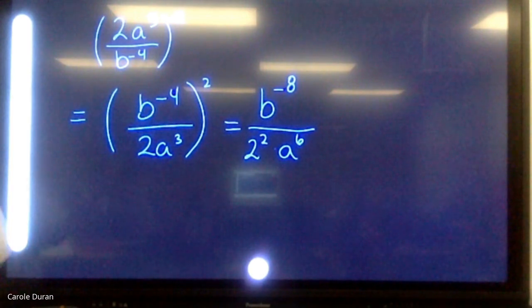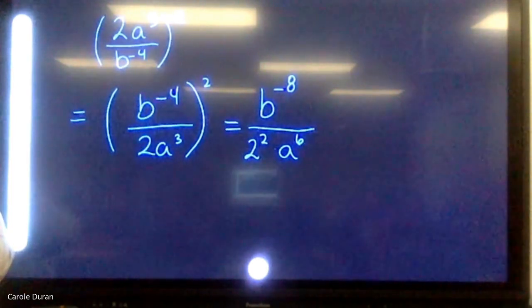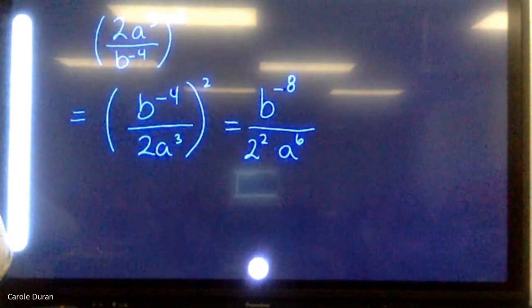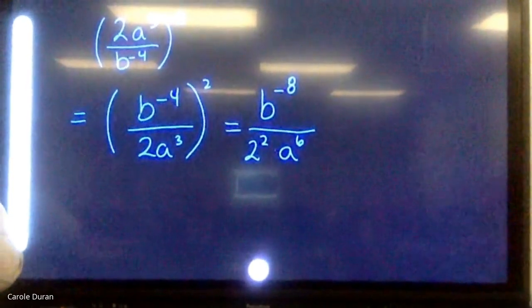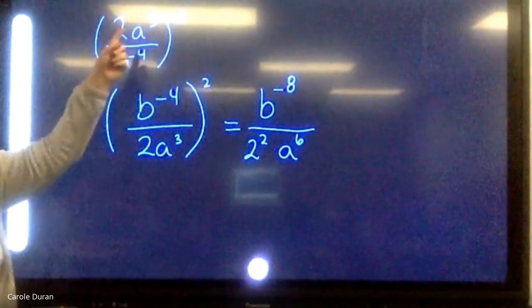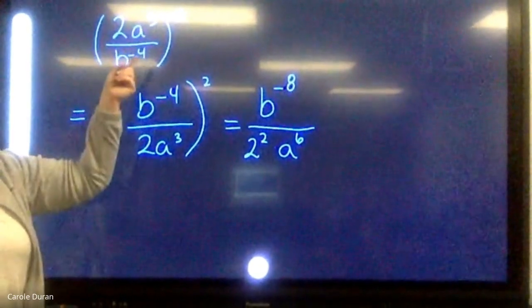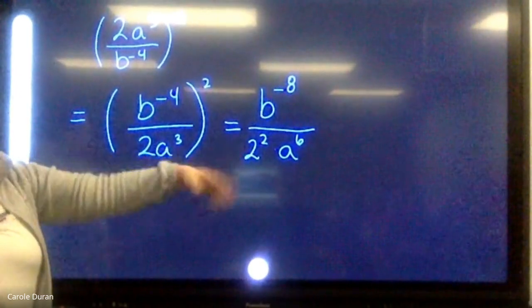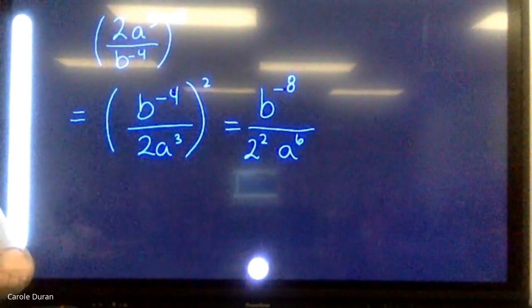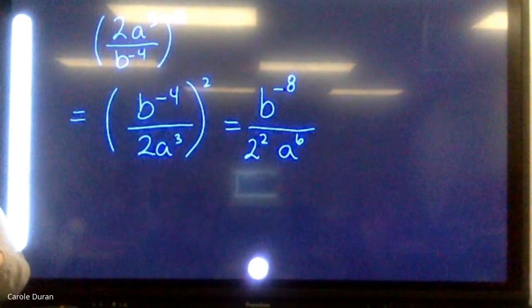Okay, where are we confused? Why did you do the negative 2 outside the parentheses and then the negative 4? Why did you do the 2 first? Because if not, I would have had to distribute a negative 2 into everything, and I don't know what to do if I have 2 to the negative 2 power. So we don't want to distribute until it's a positive exponent. That's a really good question.